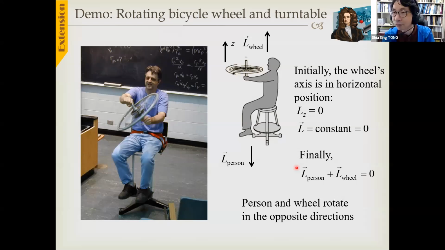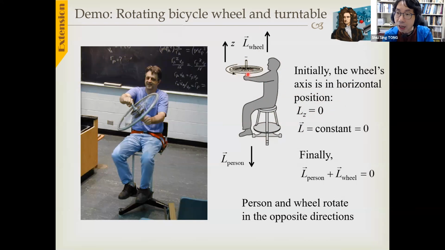This phenomenon can only be understood by using the vector concept of angular momentum. Now, initially, the chair is only free to rotate about the z-axis. The z-axis is the vertical axis. So initially, if the wheel is rotating with the axis horizontal, but not in the vertical direction, the z component of the total angular momentum is 0, because there is nothing rotating about the vertical axis, right? So the total angular momentum about the z-axis is 0.